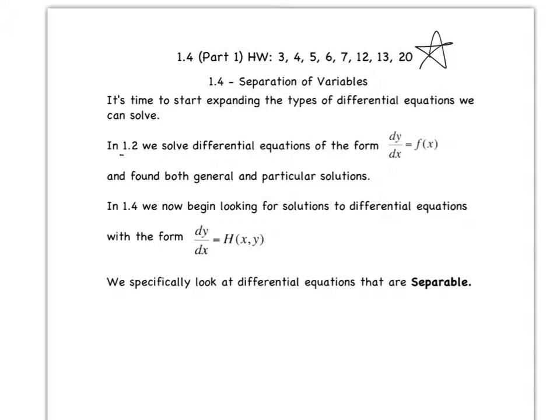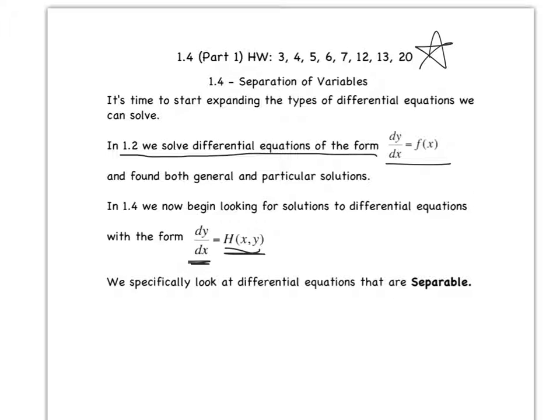In 1.2, we looked at differential equations that were just dy dx equals f of x, a function of x. And then we looked at both general solutions where you still have a plus c somewhere, and particular solutions where you've used a set of initial values. In 1.4, we have a new type of problem where the differential equations are of the form dy dx equals, and now what's on the other side is both a function of x and of y.